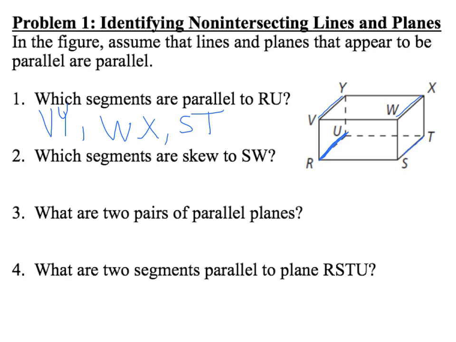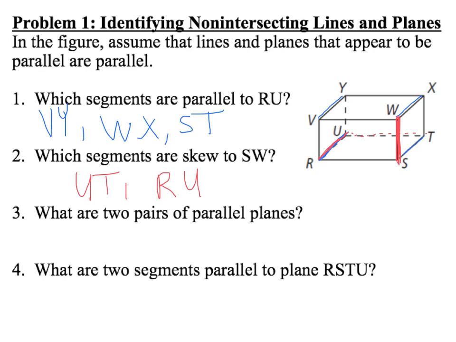Which segments are skew to SW? Here's SW. When you're finding skew lines, you want to look for the opposite. This is vertical, so I'm going to be looking at horizontal lines that do not touch this. Two horizontal lines that will not touch this are UT, and also RU, because those lines will never cross WS, but they are still not parallel to it.